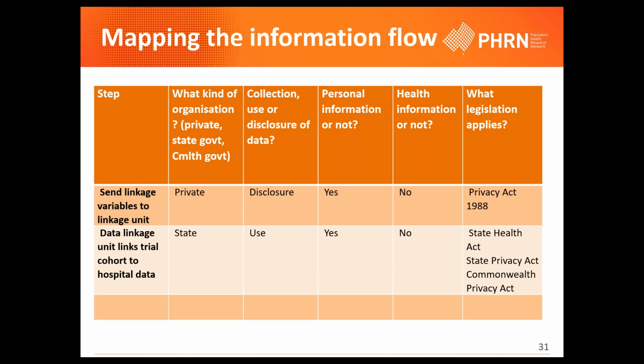One helpful thing to think about is how to map information flow in your project. I mentioned earlier, when you're doing your data management plan, you should draw up a data flow diagram, which should have different steps of what happens to the data as it moves through your project. If you map these steps against what kind of organisation is involved, whether it's collection, use or disclosure, is it personal information or not personal information, is it health information, you can start to draw a picture of what legislation applies to your particular project. And it might give you a better feeling for what sort of things you need to comply with in order to be acting within the law.